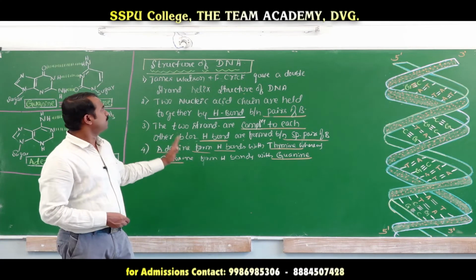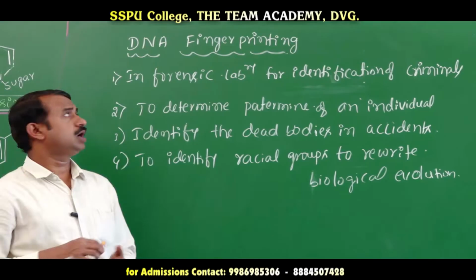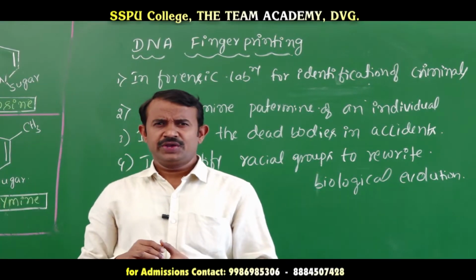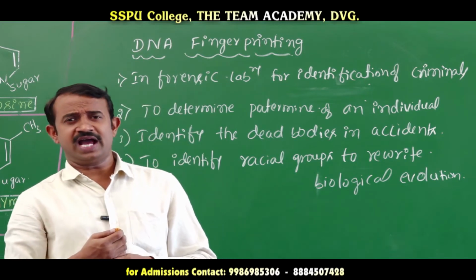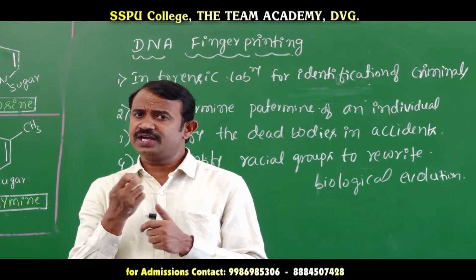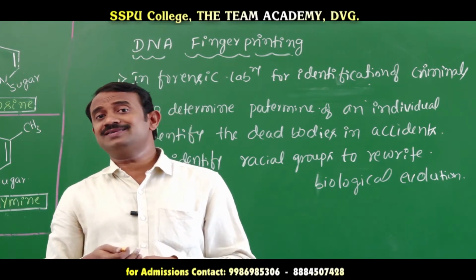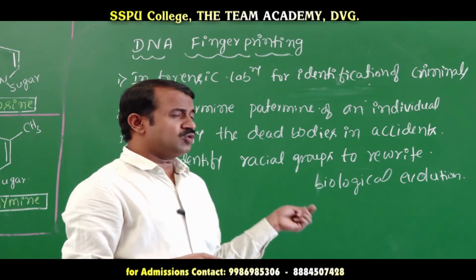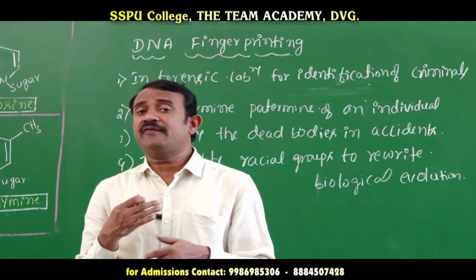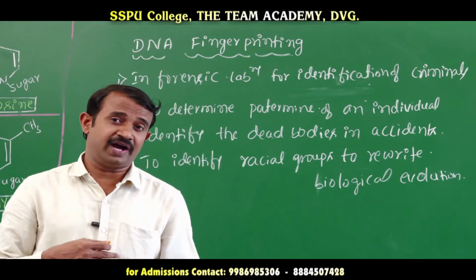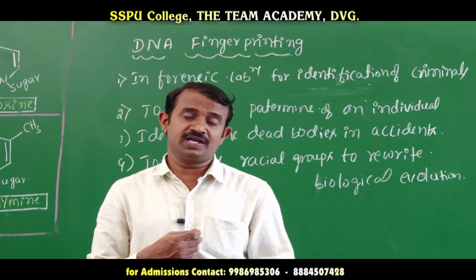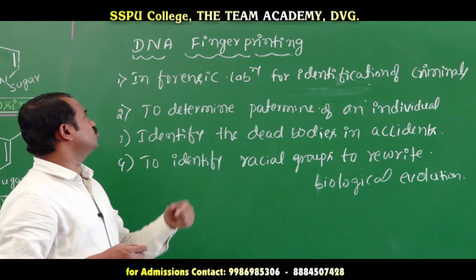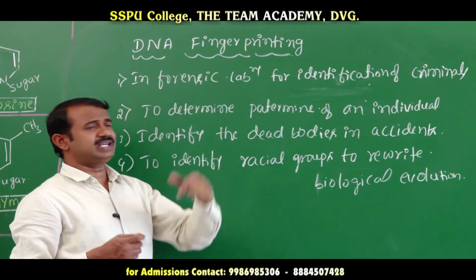Okay, this is the structure of DNA. Next, we will go for DNA fingerprinting. Every individual person has a unique fingerprint, which occurs on the tips of the fingers. If we go for a long time, we can identify a person on the basis of fingerprinting. Here, the DNA fingerprinting is used in the forensic laboratory.